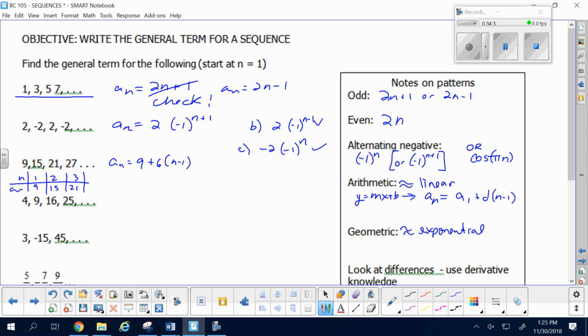Try the next one on your own, please. There are lots of different sequences, arithmetic, geometric, but there are infinitely more than that. Those are just 2 important ones, but not the only ones. Right? What's the rule? A sub n equals?